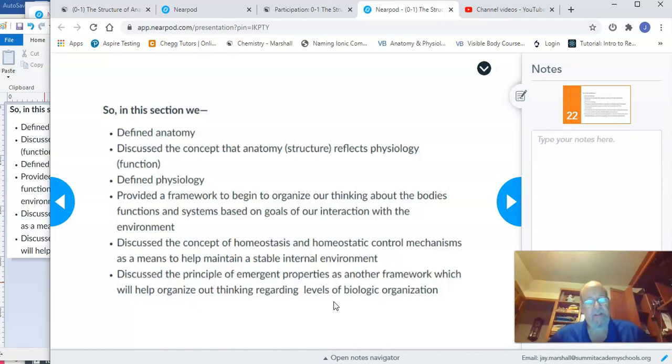Then we discussed the concept of homeostasis and homeostatic control mechanisms as a means to help maintain a stable internal environment. And then we discussed the principle of emergent properties as another framework which will help organize our thinking regarding levels of biologic organization. So finally, this is the end of this particular discussion.